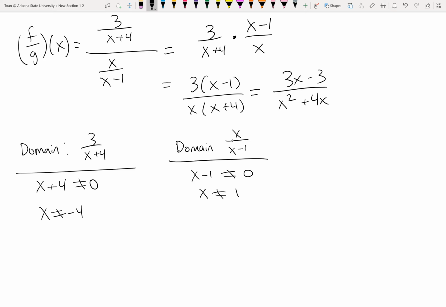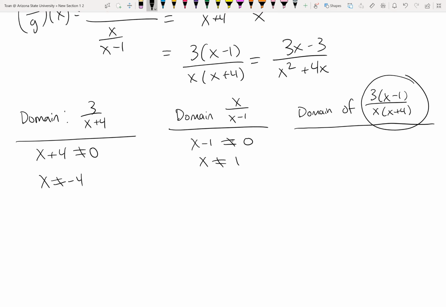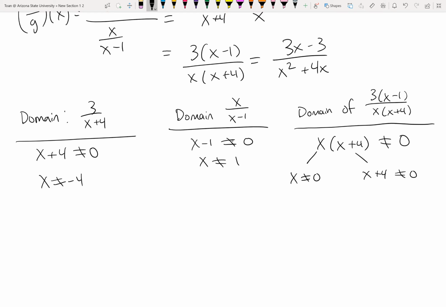Last but not least, you have to set the denominator of the overall answer. So here's our overall answer here. So the domain of 3x minus 1 over x plus 4. And again, we have fractions, so you set the bottom not equal to 0. Now, since this is in factored form, we're going to have to set up 2 equations. This x here cannot equal 0, and this x plus 4 here cannot equal 0. So this gives us x does not equal -4.